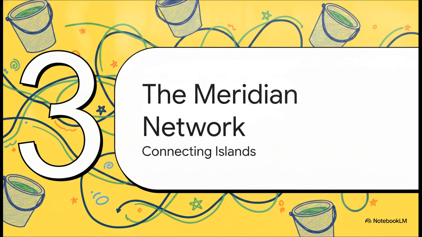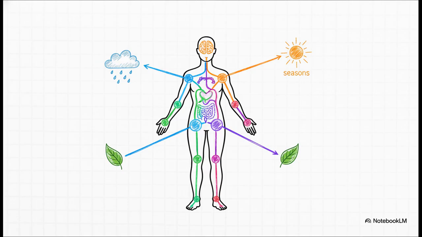Which brings us to Section 3, the meridian network, connecting the isolated islands. Okay, so how do these 5 isolated systems actually communicate with each other? I mean, if they're just 5 isolated buckets, you don't have a living human, you just have parts. The answer is the meridian network. Meridians act as the structural highways for this systemic energy. They form an active, interconnected network that bridges the deep internal organs with the surface of the body. They're essentially the communication lines, allowing, say, the liver system to talk to the spleen system.